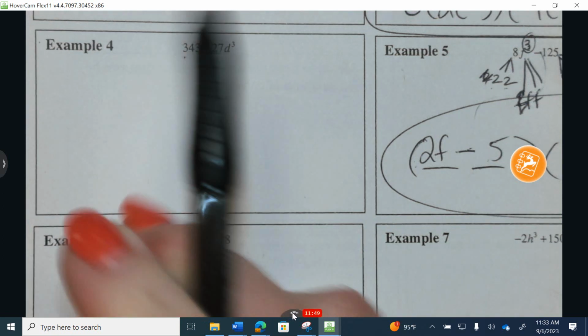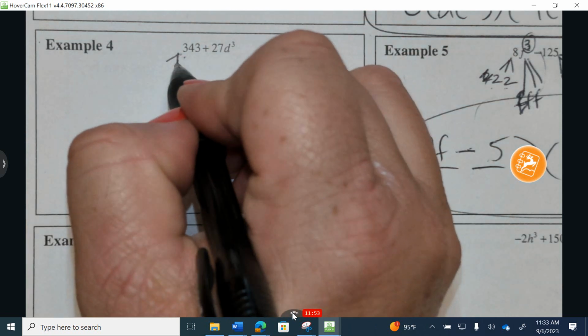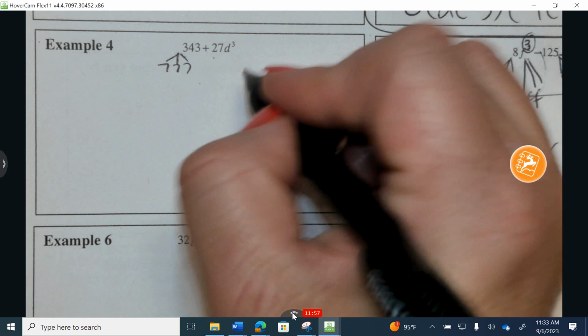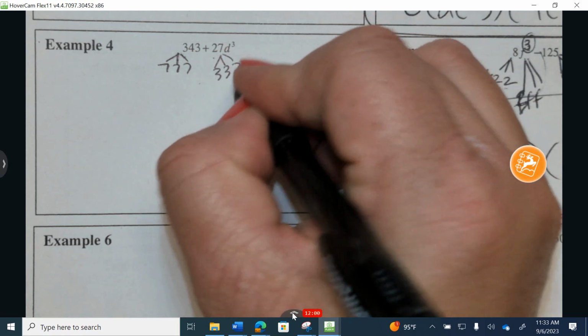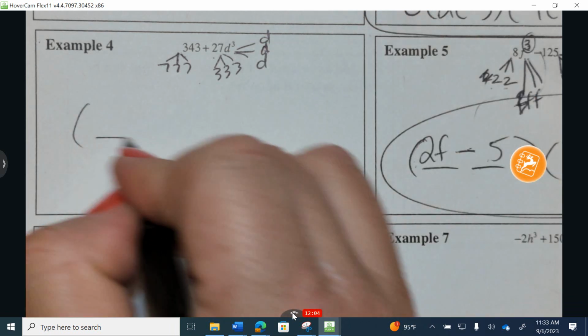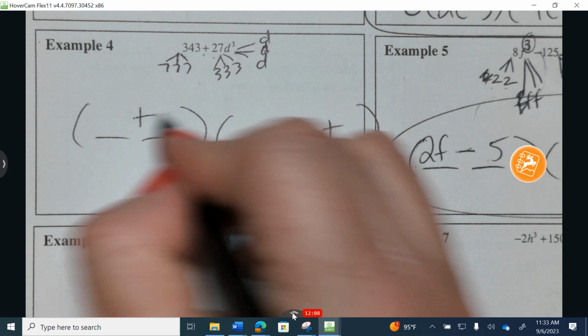I look at my sheet. I find 343, which is right here, breaks into 7s. I find 27. 27 breaks into 3s. And D breaks into D. Okay, so 2 in the first part and 3 in the second. This is always positive, positive, and negative.